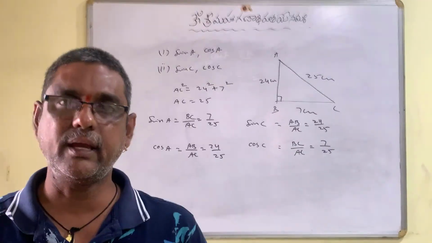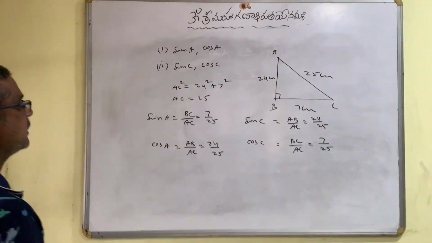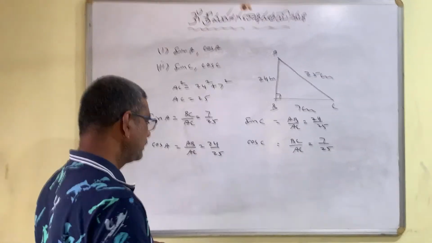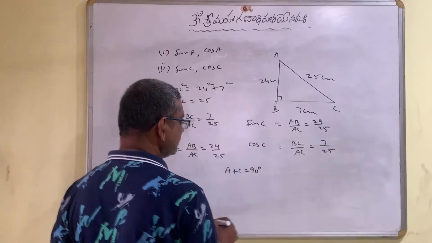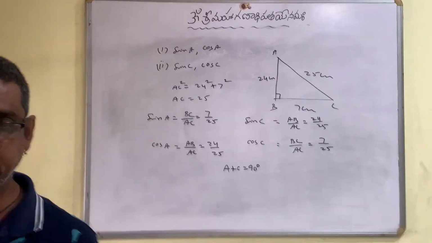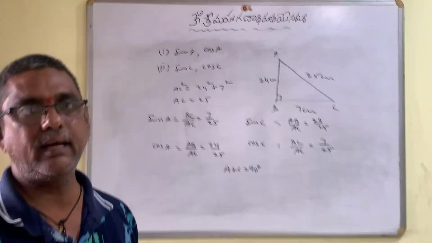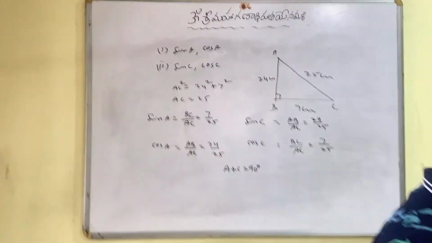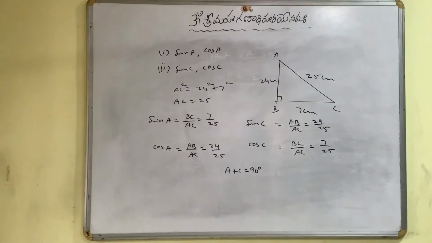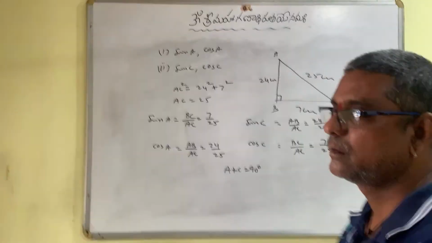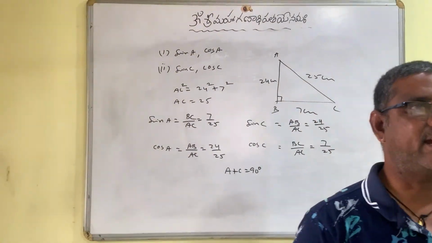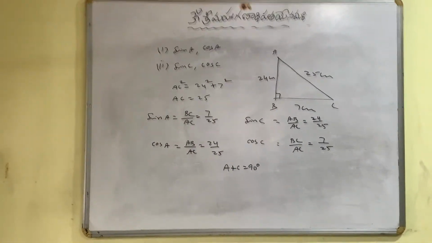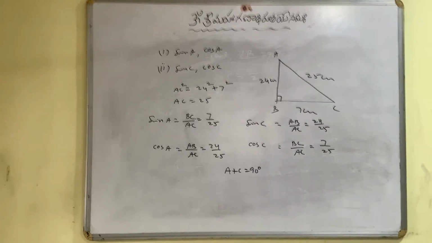Now children, here you can observe angle A plus angle C is 90 degrees. So what do we call those two angles whose sum is 90?